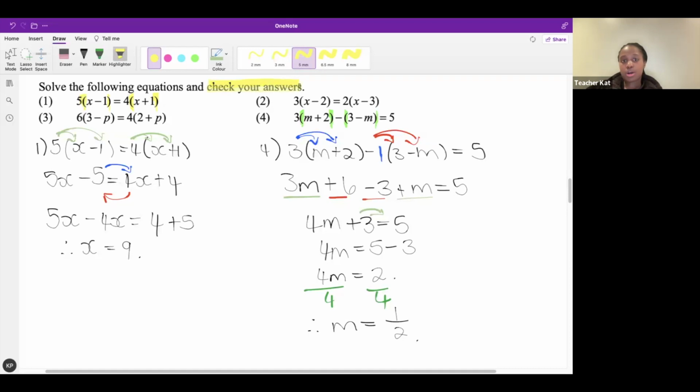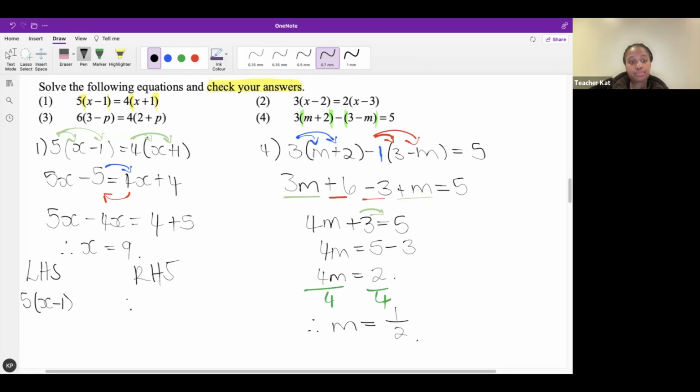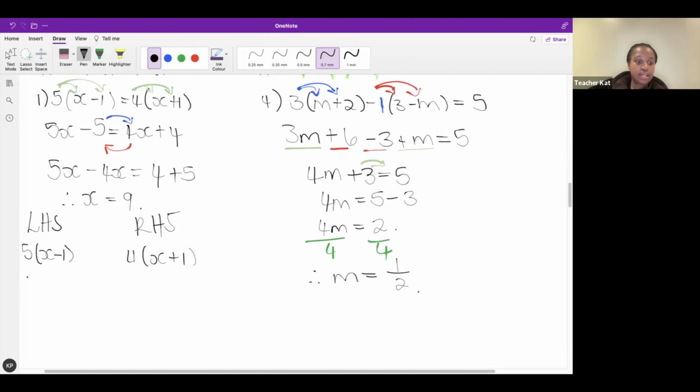We ignored a very important part of my question, which said, check your answers. How do we check our answers? We substituted back in. So let's start with number 1. My left-hand side and my right-hand side. What am I substituting in number 1? 9. Nice. So it'll be 5 times 9 minus 1.